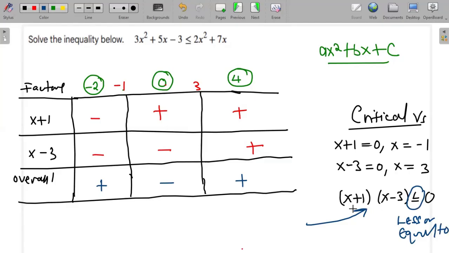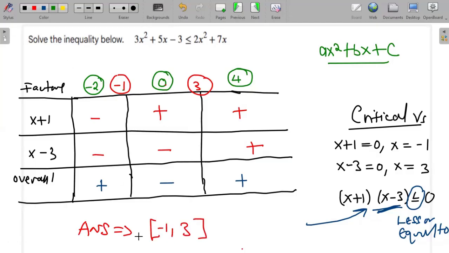So if this whole thing here is less than 0, then it means whatever is here should be negative, because it's less than 0. So now on your sign graph, on the overall row, you're going to concentrate on the part that gives you a negative sign. That part is between this -1 and 3. It's the one that gives me this negative in the overall row. So this simply means that your answer to this inequality is -1 to 3. That's your answer there.